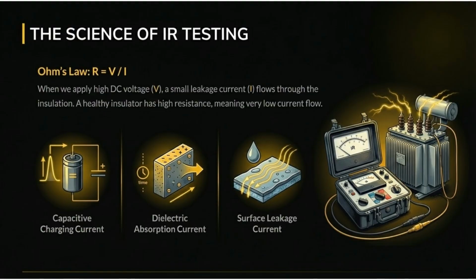The science of IR testing is based on Ohm's law. When high DC voltage is applied, a small leakage current flows through the insulation. A healthy insulator has high resistance, meaning very low current flow. The currents measured are capacitive charging, dielectric absorption, and surface leakage current.